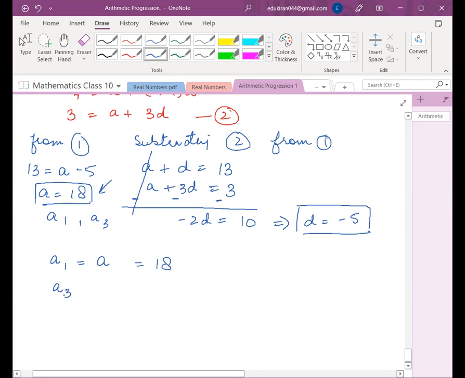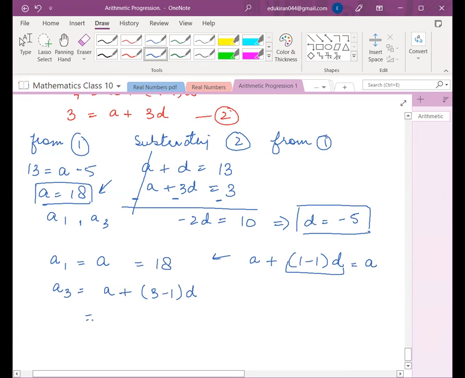Then you have to find A3. So A3 will be A plus 3 minus 1 into D. Because see, if you do A plus 1 minus 1 into D, this term becomes 0 and again you are left with A only. Clear? Yes, ma'am. So you can write the formula also or directly A.